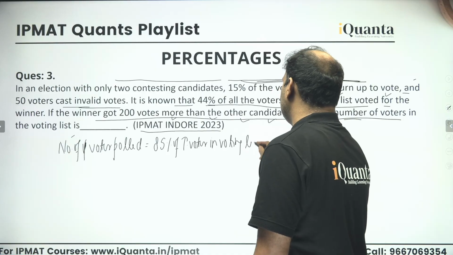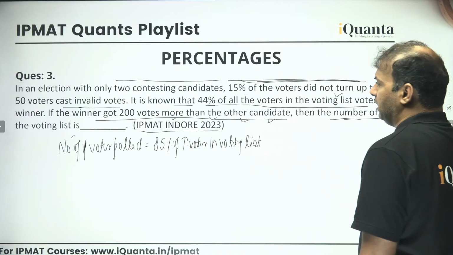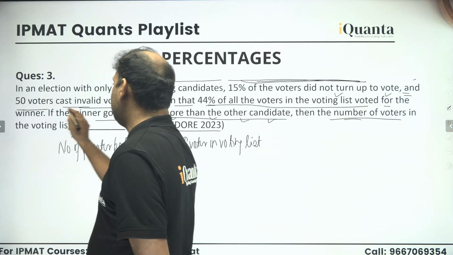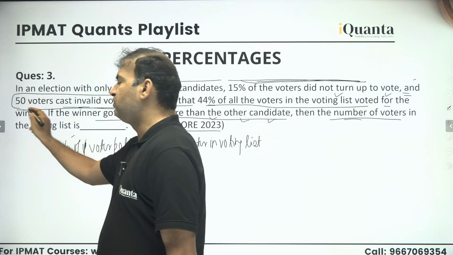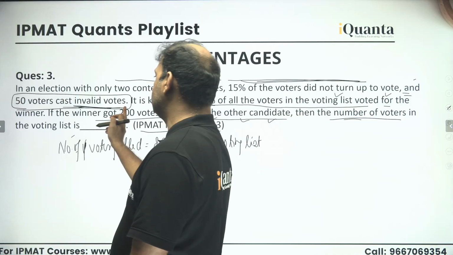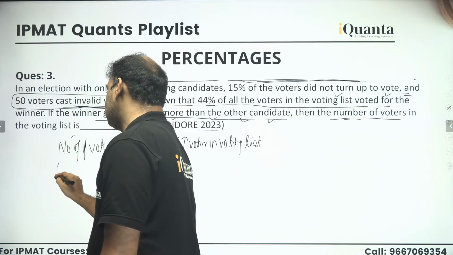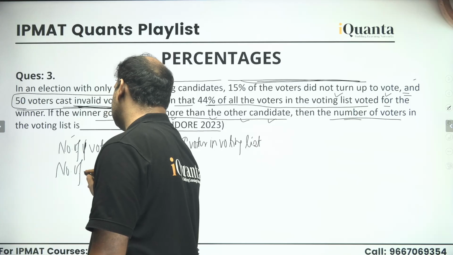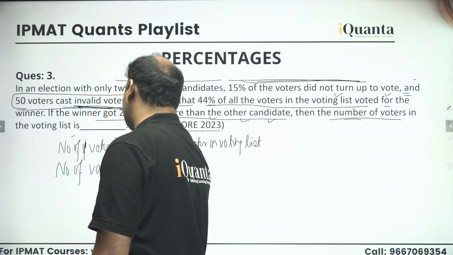Now guys, we got to know one more point, that among them, 50 votes were cast invalid. So obviously, these votes will not be considered to declare the results. That means we will call them invalid votes, as it is written. So we can say, the number of valid votes polled.